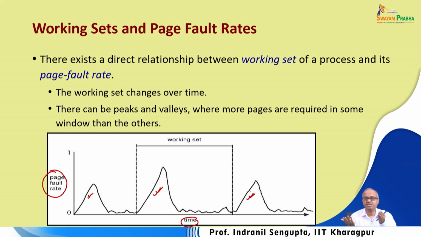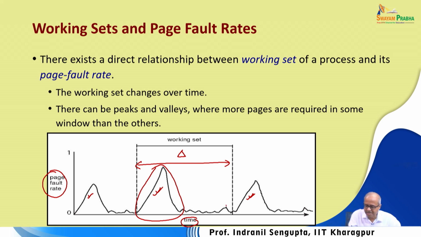So, again with respect to the working set, in the previous model we had defined a fixed value of delta. Let us say this was my working set. Now, the working set is not that accurate because I am fixing delta arbitrarily, right. Delta may include this period where there are more page faults, and it can also include that part where there are very few page faults.